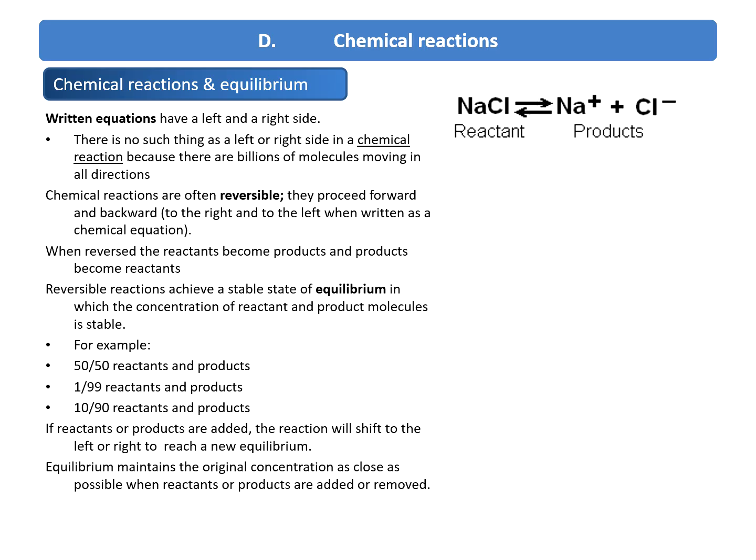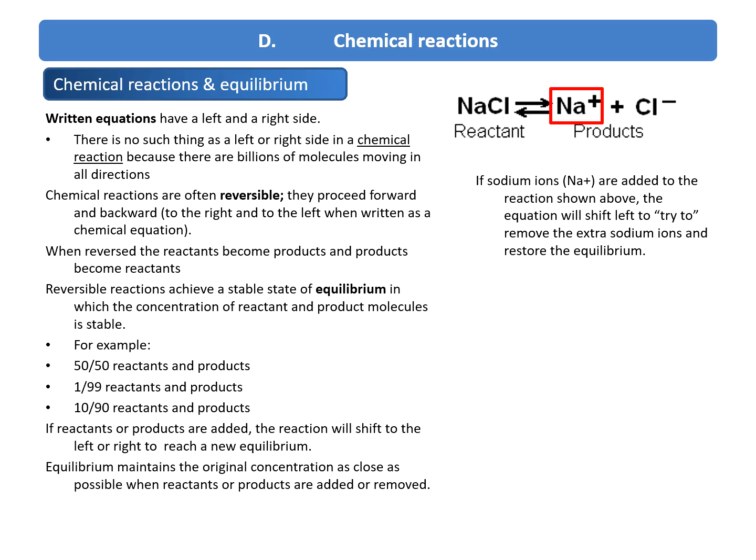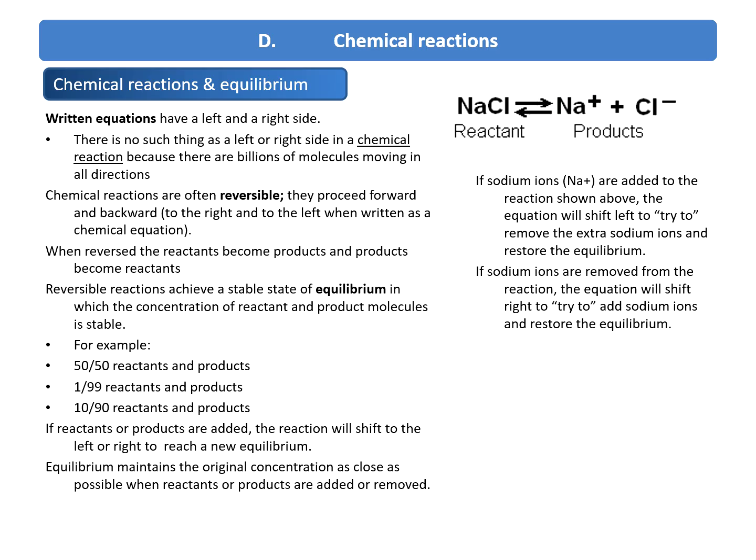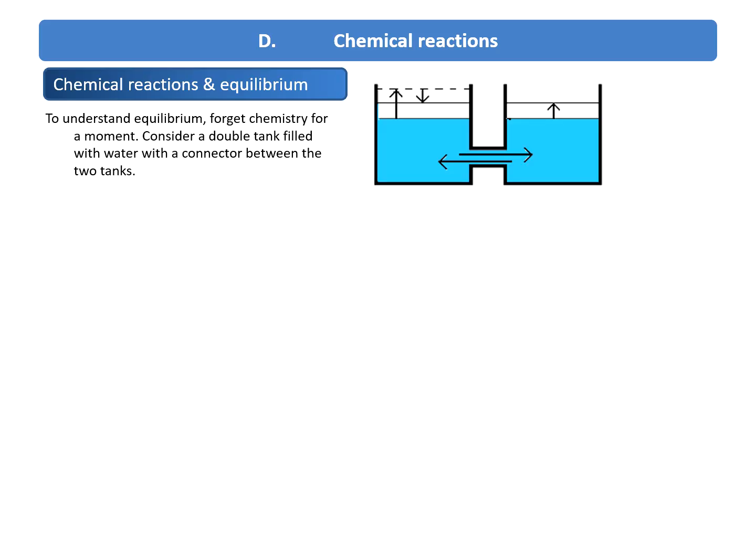Equilibrium maintains the original concentration as close as possible when reactants or products are added or removed. If sodium ions in this reaction are added to the reaction shown, the equation will shift left to try to remove the extra sodium ions and restore the equilibrium. If sodium ions are removed from the reaction, the equation will shift right to try to add sodium ions and restore the equilibrium. The same is true by adding or removing sodium chloride or chloride ions.